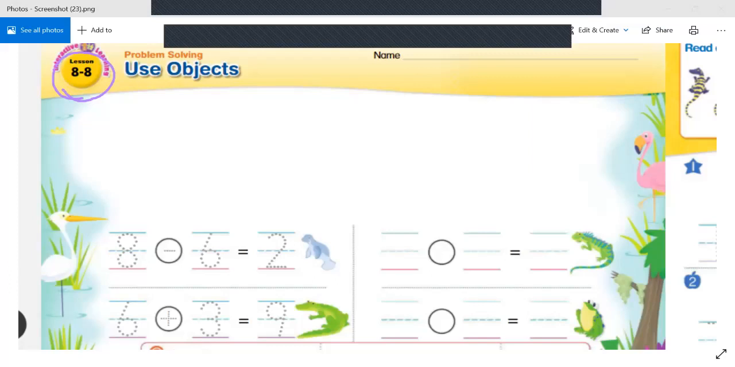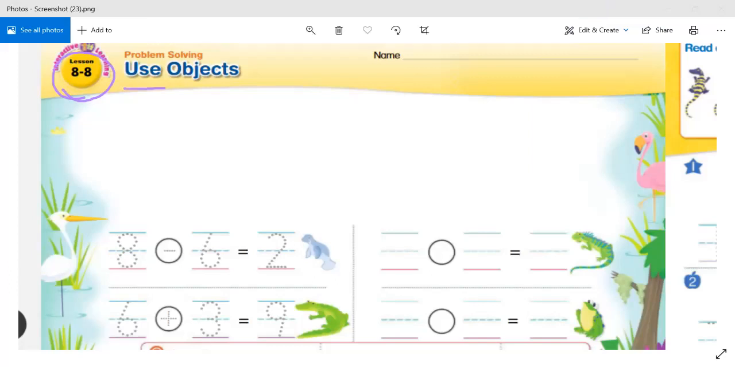We are on lesson 8-8. Use objects. You've learned how to write addition and subtraction sentences for stories. You will listen to stories and choose whether to add or subtract and write an addition or subtraction sentence for each story in this lesson. Let's look at our first problem right here.